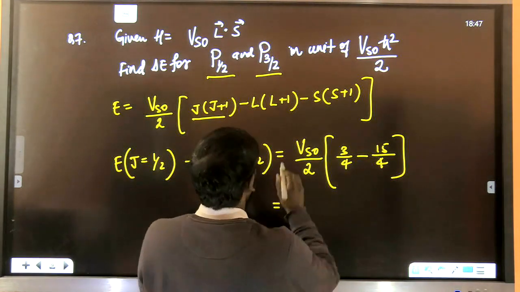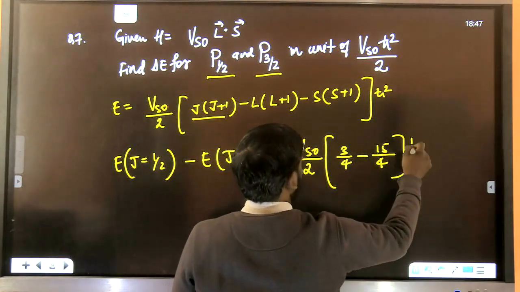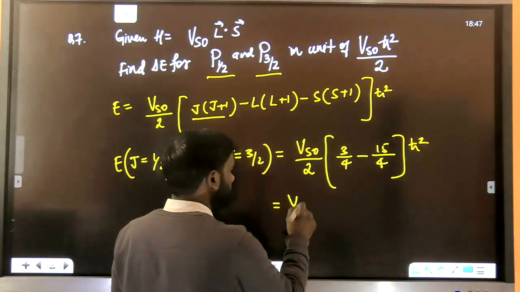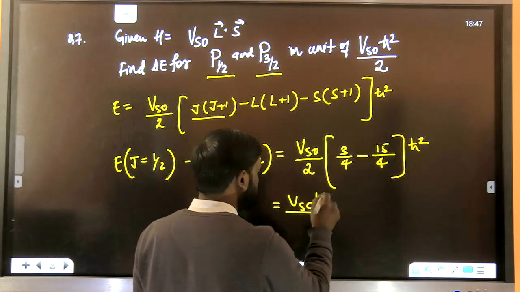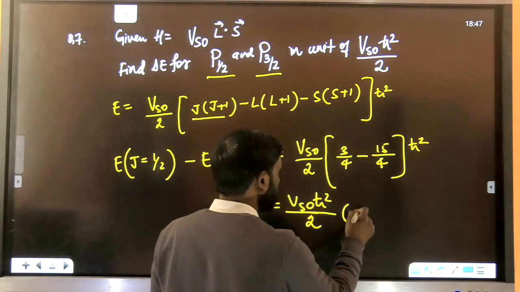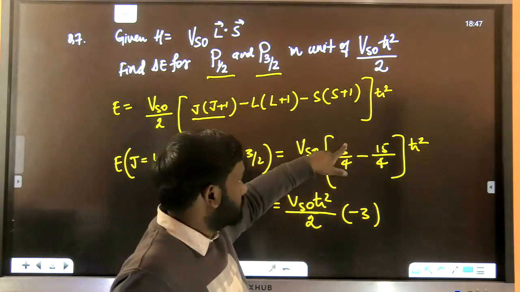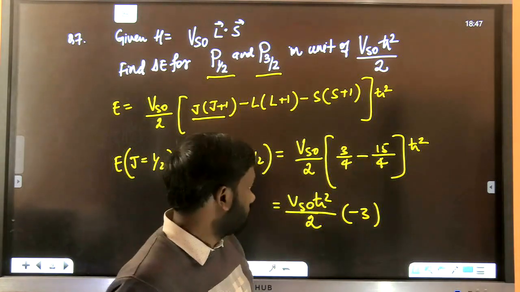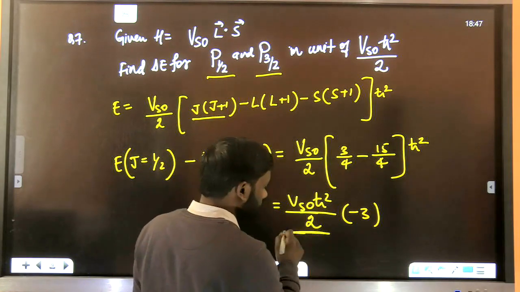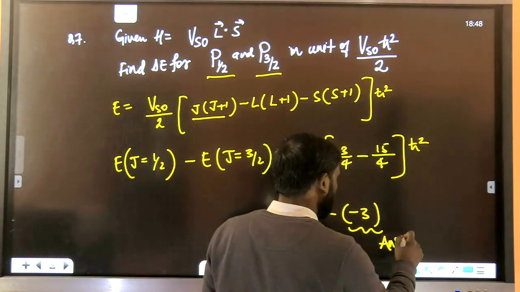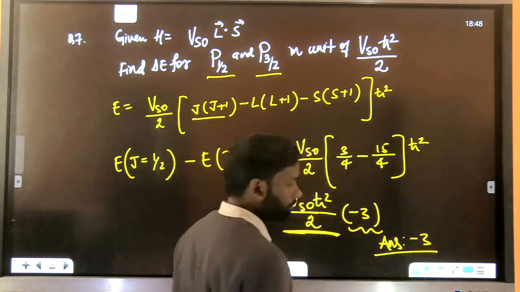And sorry, there will be H bar square also. So there will be H bar square here. So we get here VSO and H bar square divided by 2, and here you get minus 3. 3 by 4 minus 15 by 4, that is minus 12 divided by 4, which is minus 3. So the answer was to be written in terms of this. Therefore your answer will be minus 3.